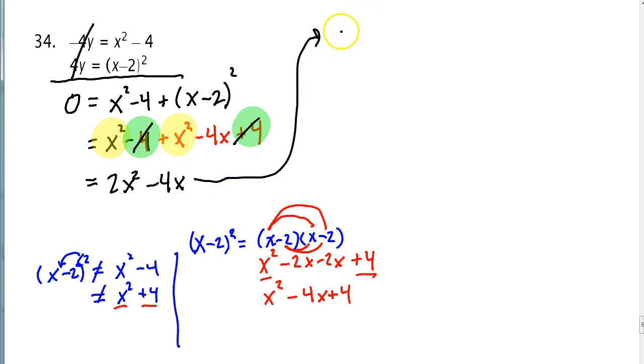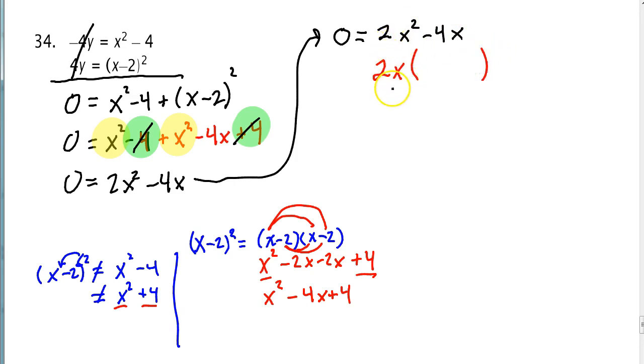So we'll have still equal to 0, 2x squared minus 4x, just recopying it. Right, these are all zeros. And now I can factor this. They have a GCF here. So both of these have a factor of 2, right? 2 goes into both. And both of them have an x as a factor, right? So I can take out 1x.